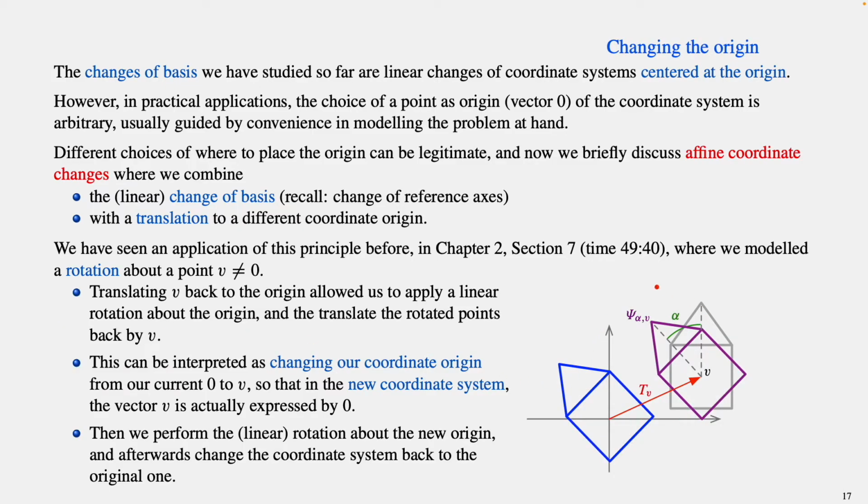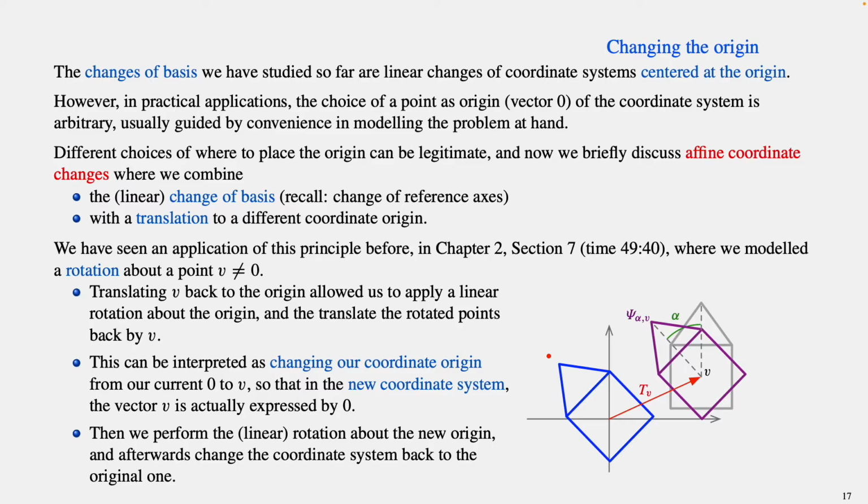Now, this was the image that summarized the whole thing. We start out with this gray figure, and this is the one we want to rotate about the point V, so that we end up with this violet figure here. Now, in order to do that, what we did is we translated the figure back to the origin. So we translated it by minus V to the origin. Then we applied the linear rotation about the origin, and then we translated it back to its original center point V. And that way we got the figure that was rotated about the point V.